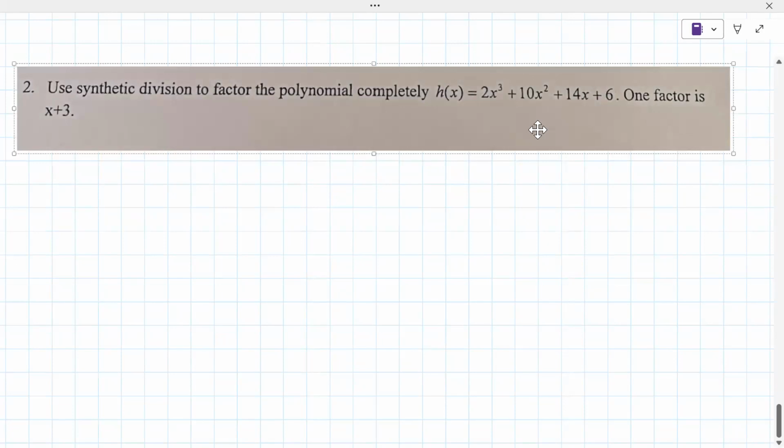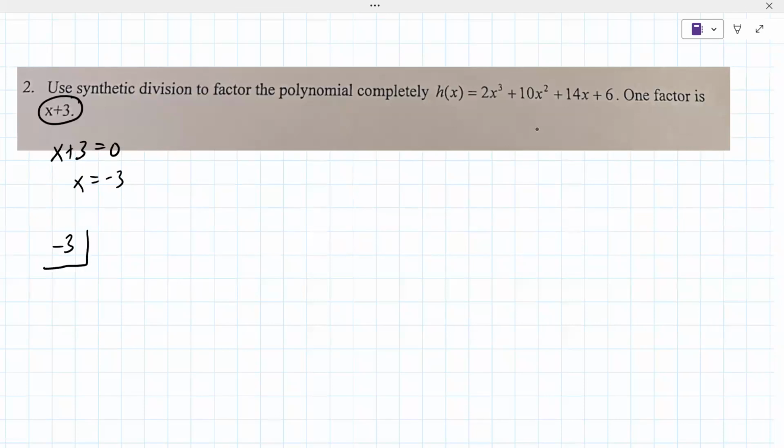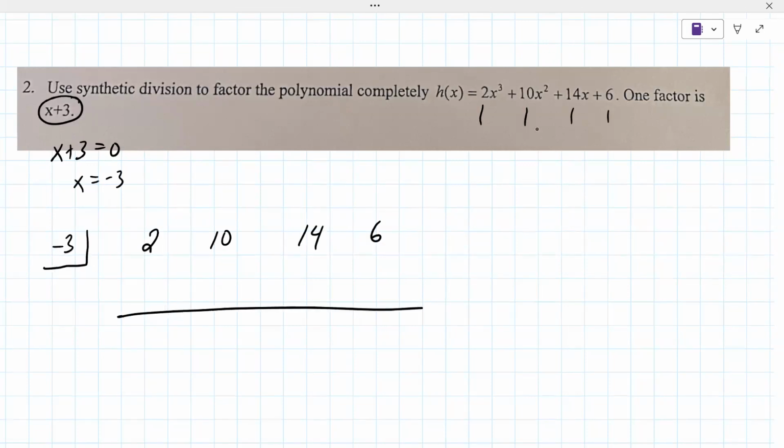All right, so the first thing to do is to figure out where this factor x plus 3 equals 0, and it's when x equals minus 3. That goes in this box over here on the left. And then you write the coefficients 2, 10, 14, and 6. If there was a subtraction, you'd keep the sign. You leave a little space. Now you always bring the first number down.